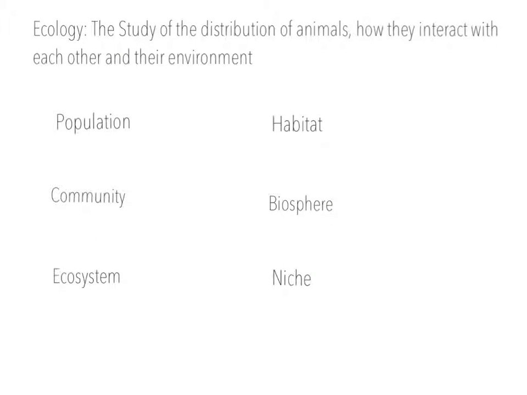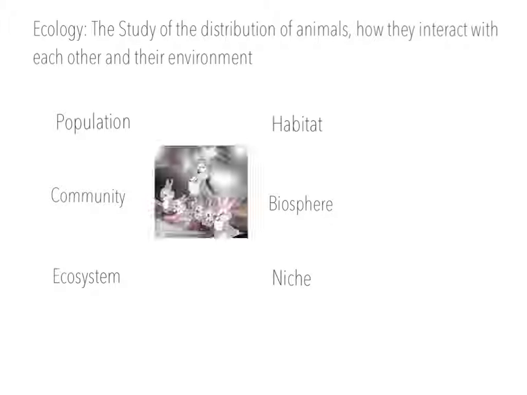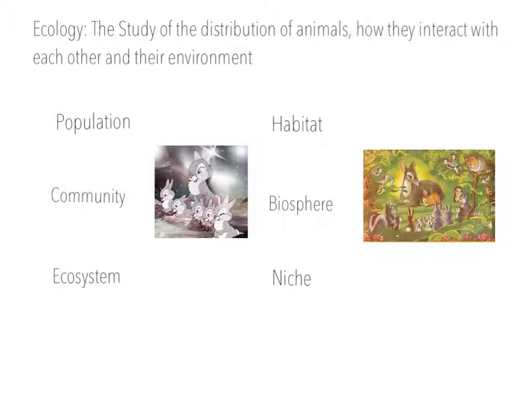Ecology is basically the study of interactions between organisms and their environment. Population is basically the same species living in the same area. So, for example, these bunnies. Community is a bunch of different species living in the same area. For example, like in the forest right here, it's deer and skunks and all these animals. And ecosystem is all those organisms and how they interact with each other and how they interact with the environment.